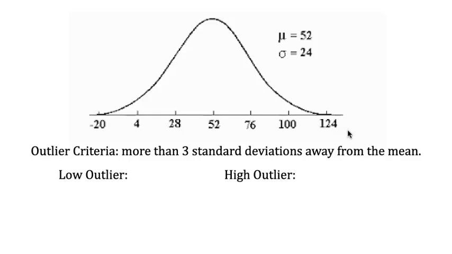There are different ways to locate outliers depending on the situation, but one way would be to say that any data point more than 3 standard deviations away from the mean should be called an outlier. So an example of a low outlier in this distribution would be something smaller than negative 20, like negative 23. And a high outlier would be some number greater than 124. So we'll just say 130. These are examples of outliers because they are more than 3 standard deviations away from the mean.